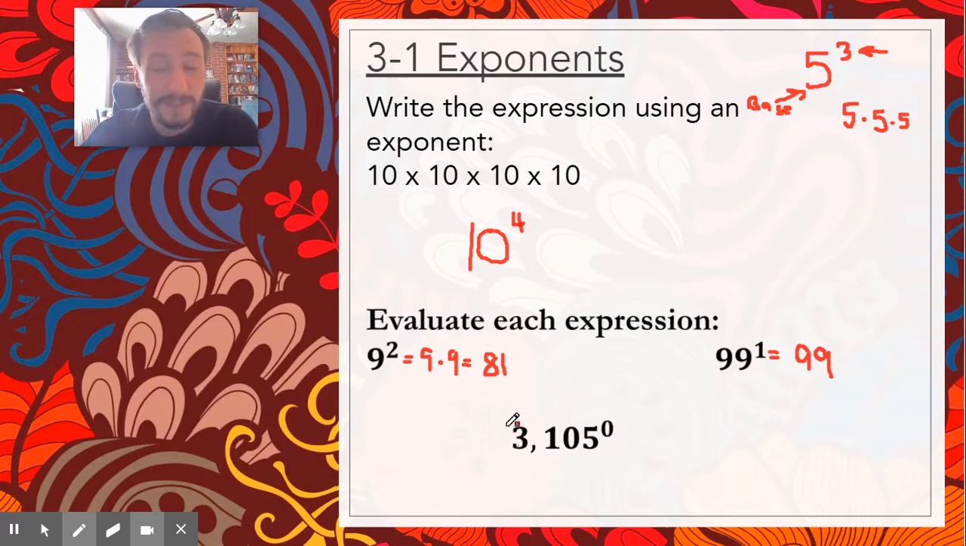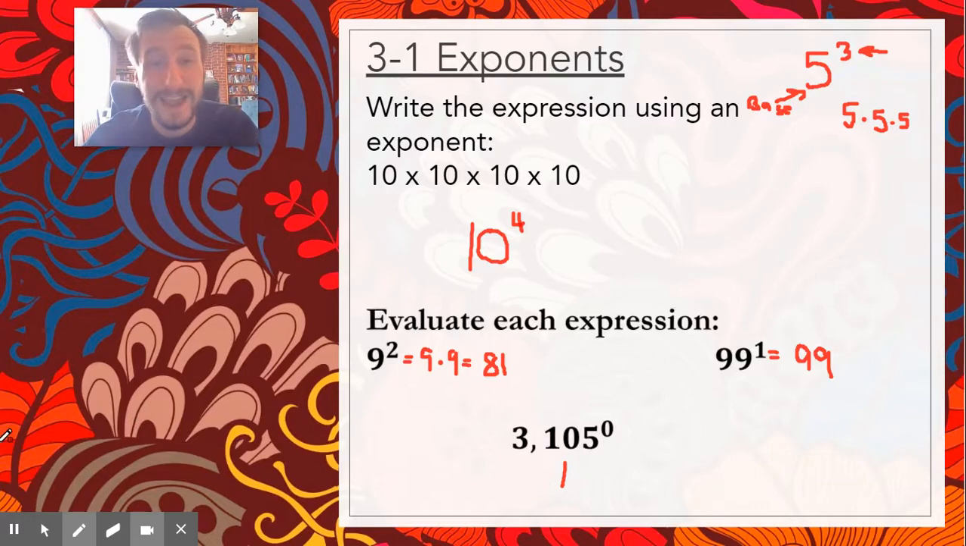Now, let's think about this one. 3,105 raised to the power of 0. Anything raised to the power of 0 is what? Any number raised to the power of 0 is 1. Okay? Any number raised to the power of 0 is 1, no matter the number. It could be 1 to the power of 0, and the answer is 1. It could be 16 to the power of 0, and the answer is 1, always. So whenever you see an exponent of 0, the answer is going to be 1. All right, so that's exponents.